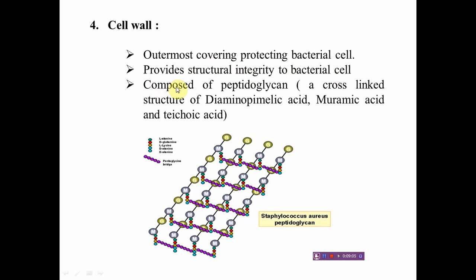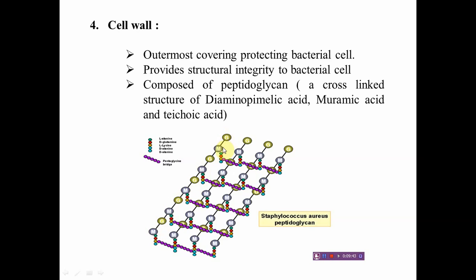The cell wall of bacteria is mainly composed of peptidoglycan, also called mucopeptide. It is a cross-linked structure of diaminopimelic acid, muramic acid, and teichoic acid. Here we have the peptidoglycan of Staphylococcus aureus. The G represents N-acetyl glucosamine. M represents N-acetyl muramic acid. So the muramic acid moieties and glucosamine moieties are bound to one another.